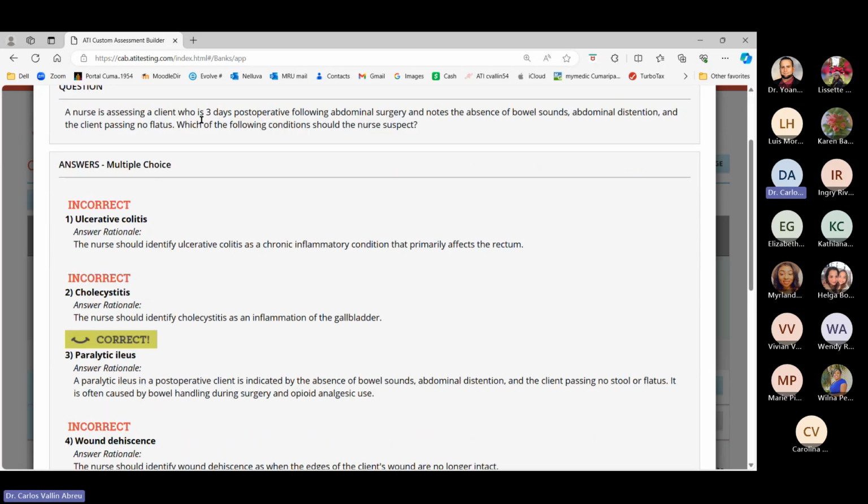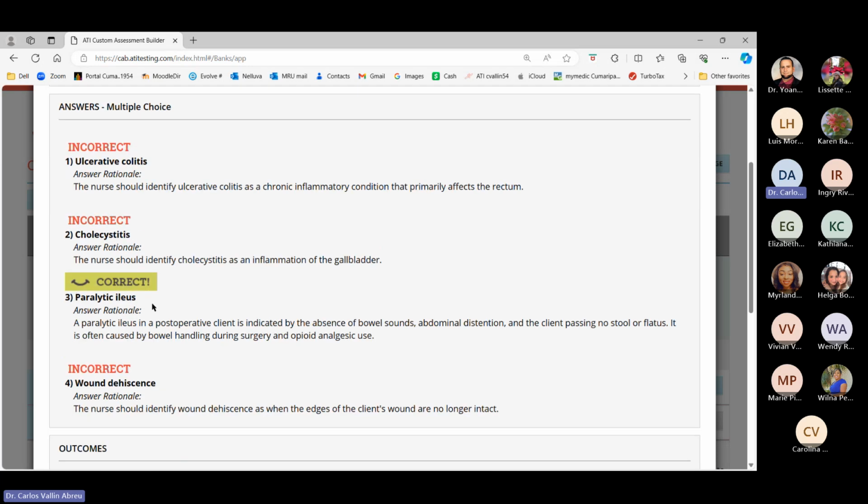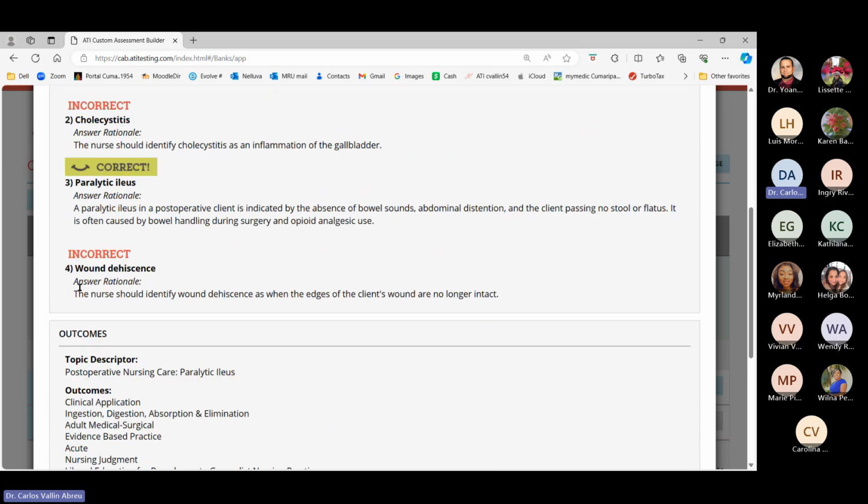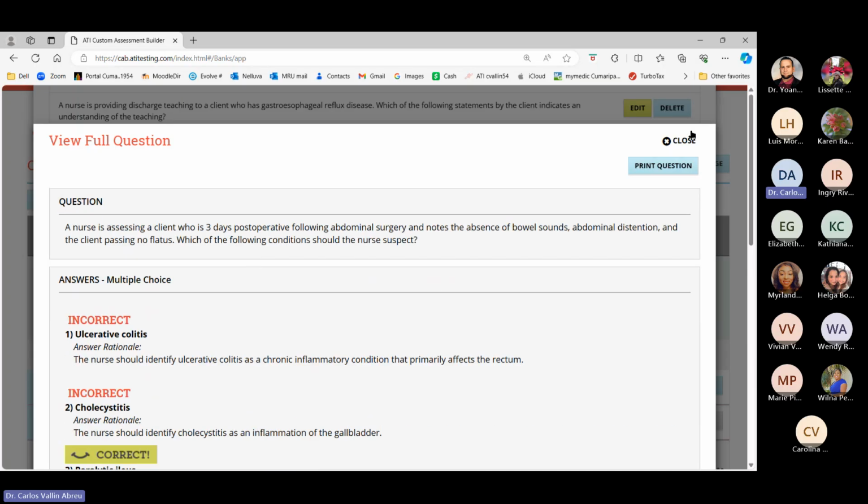A nurse is assessing a client who is 3 days post-op following abdominal surgery and notes the absence of bowel sounds, abdominal distension, and the client passing no flatus, so it has an ileus. Which of the following conditions should the nurse expect? Ileus paralyticus, paralytic ileus, correct. Cholecystitis, radiculitis, wound lesion, no.